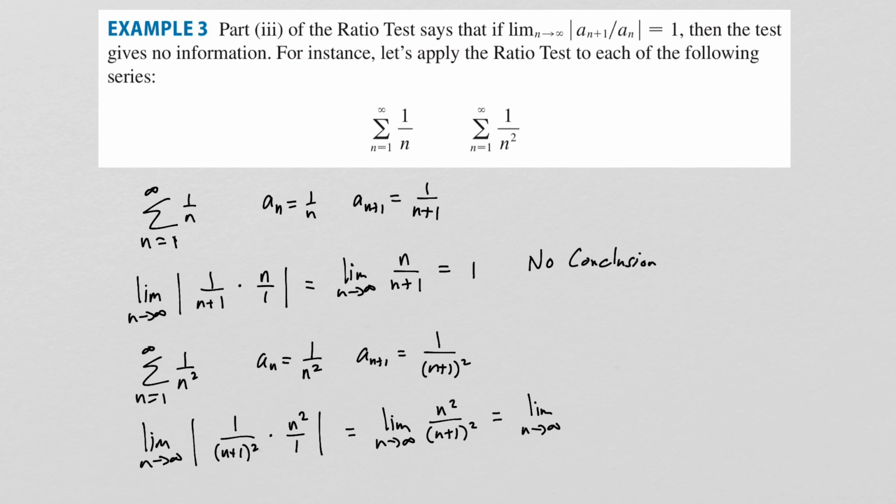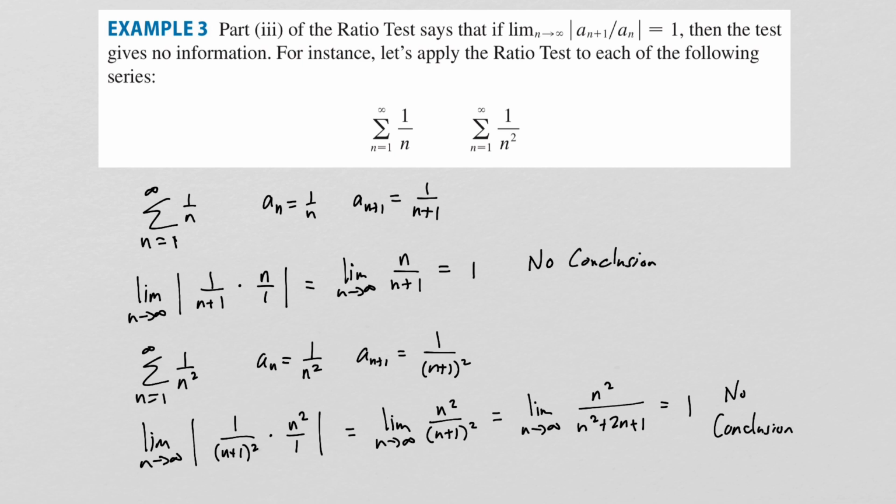And of course, we can multiply this out. There's actually a few different ways we could calculate this limit. But what we have here is n squared over n squared plus 2n plus 1. And again, this limit is equal to 1. So the ratio test gives no conclusion for both of these series.